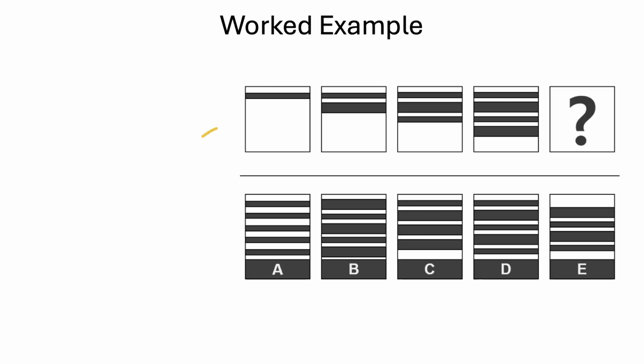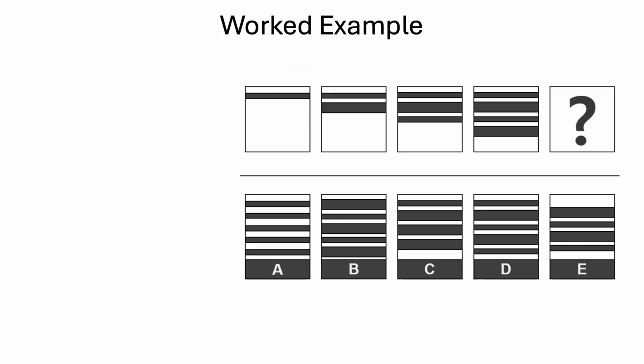First of all, let's take a look at our series. We have 5 frames in total. The 5th frame is the missing frame. Now let's look at the pattern we see unfolding. Remember, the pattern evolves from left to right, so we're always going to start on the far left with frame 1.